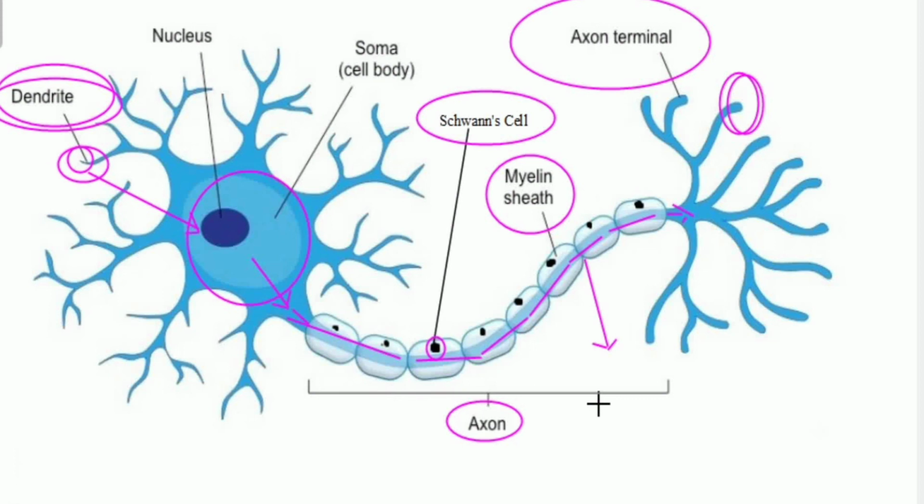So this is a complete structure of the neuron, and how the neuron carries electrochemical impulses from the surrounding, from the dendrite to the nerve ending, also called the axon terminal.